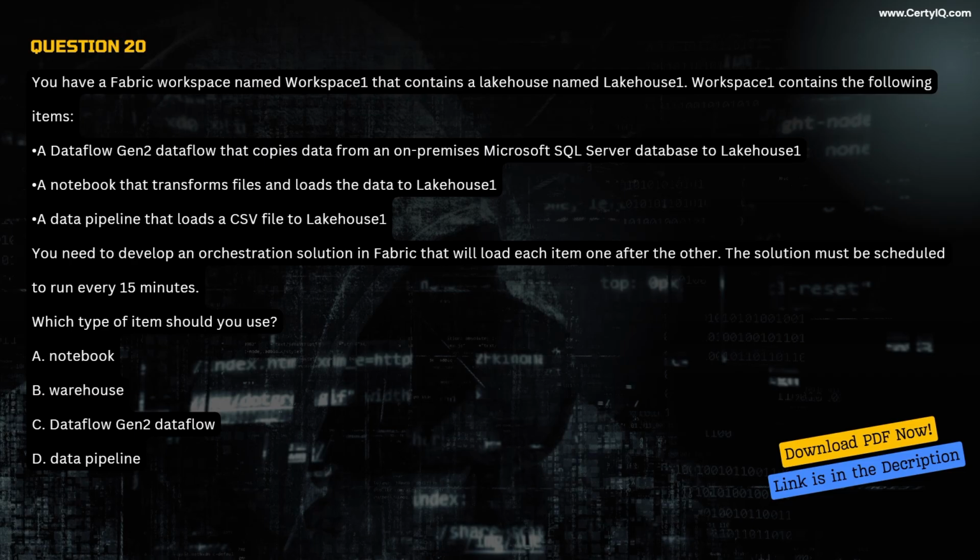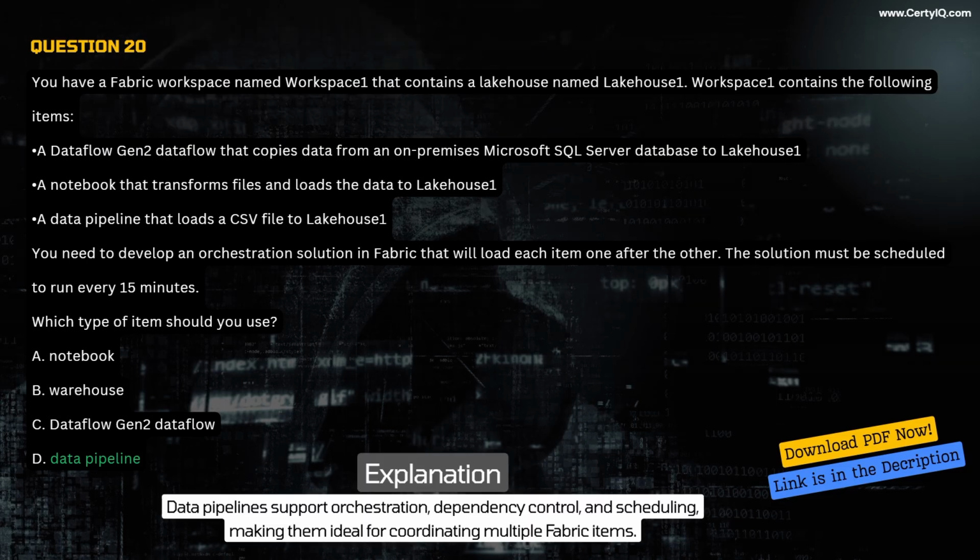A. Notebook. B. Warehouse. C. Dataflow Gen 2 dataflow. D. Data pipeline. Correct answer D. Data pipeline. Explanation. Data pipelines support orchestration, dependency control, and scheduling, making them ideal for coordinating multiple Fabric items.